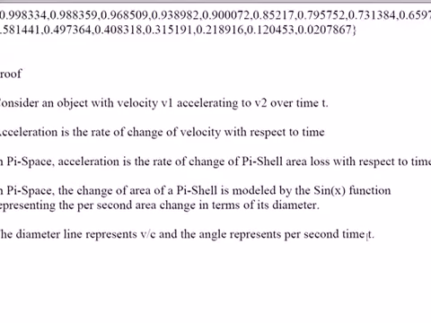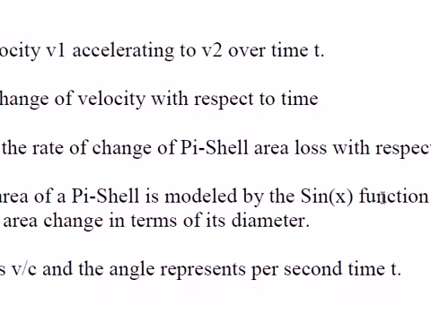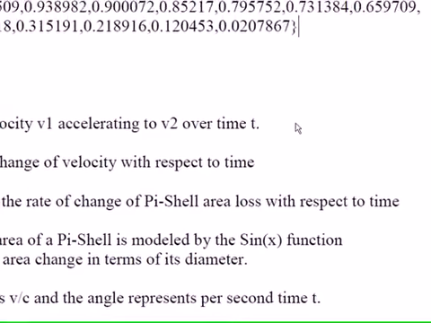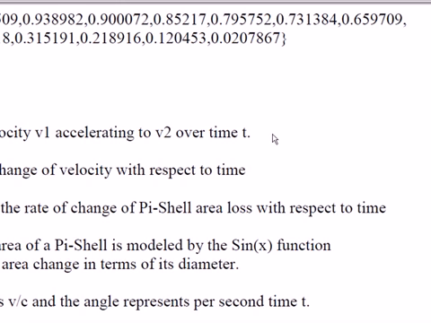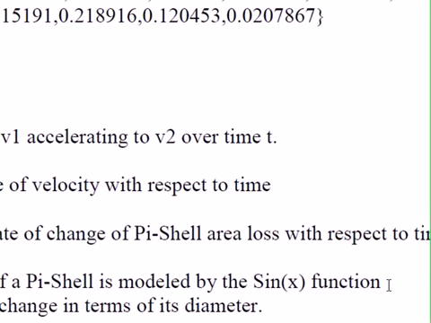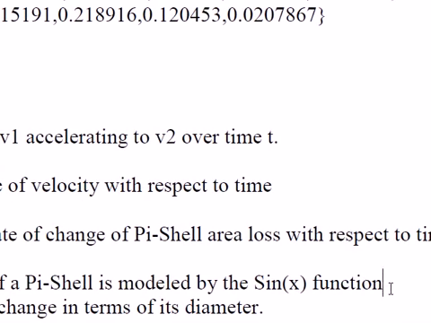So let's just go through the proof real simple, real quick. If we consider an object with velocity v1 accelerating to v2 over time t, the acceleration is the rate of change of velocity with respect to time. So in pi space, acceleration is the rate of change of pi shell area loss, which just means sphere area loss or atom area loss, with respect to time. In pi space, the change of area of a pi shell or atom is modeled by the sine x function. That should be arc sine x function.